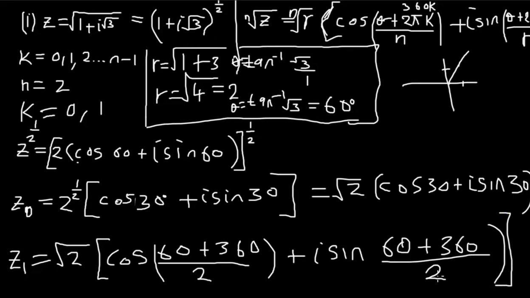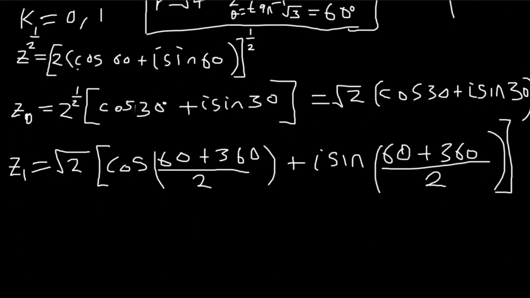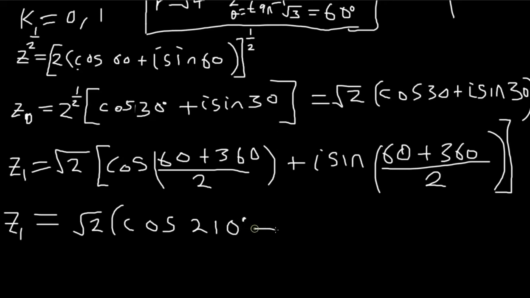So now it's just a matter of simplifying this. So Z1 is equal to the root of 2, then 60 plus 360, you get 420, divide by 2, you get 210. Then you have cos 210 degrees plus i sine 210. So that is going to be Z1. And the question is done.